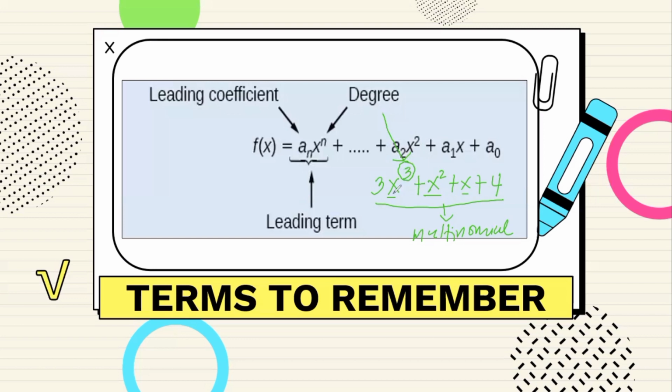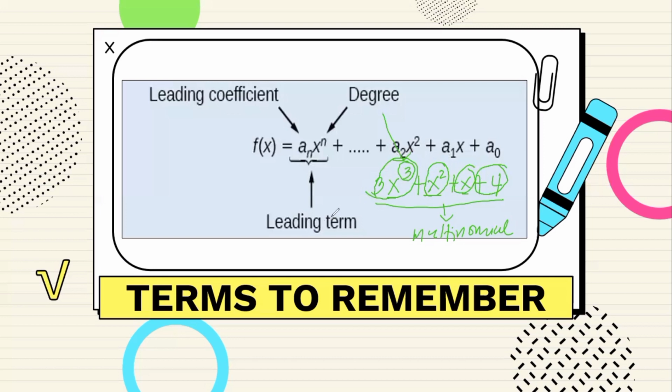Okay? There are 4 terms. Just like what I've said a while ago, there are 4 terms in the given polynomial. We have 3x cubed. Ito po yung first term. We also have x squared. This is the second term. X, positive x, and we have positive 4. So there are 4 terms.